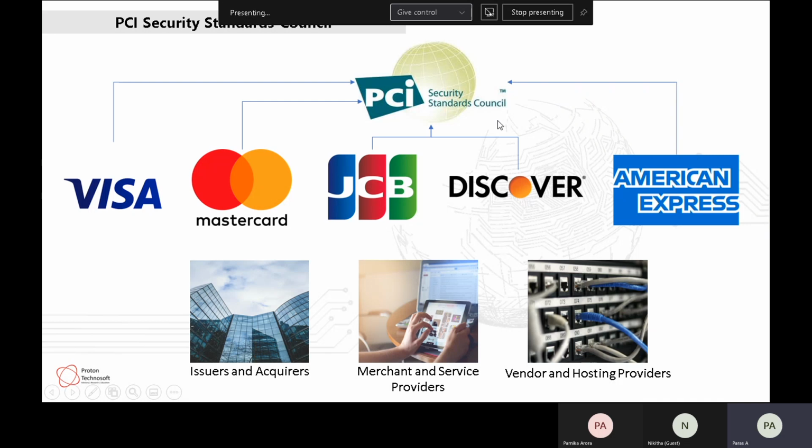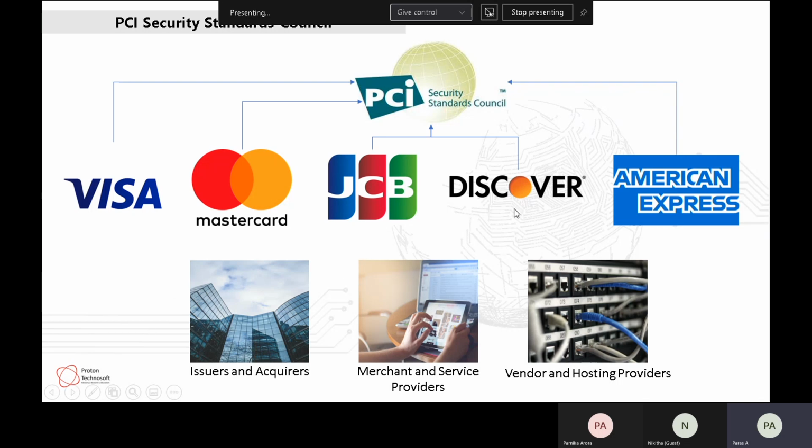Later on, these 5 payment brands also enabled the Security Council to maintain the list of QSAs, which are qualified security assessors, and internal security assessors as well. Now, these QSAs are nothing but the auditors. So the PCI Security Council now maintains a public list where you can go and verify the auditor name and the company, whether those are licensed auditors or not. You can verify those details on the PCI Security Standards Council website.